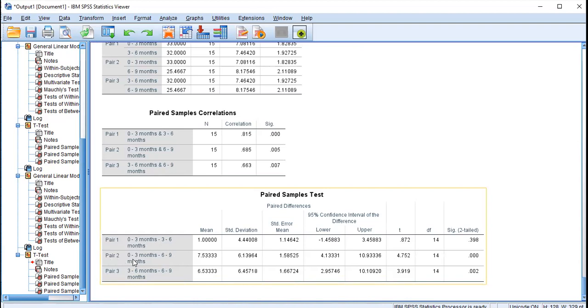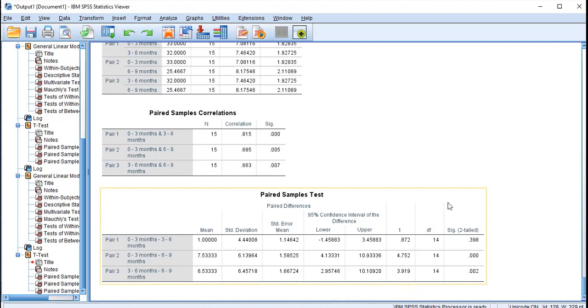And then for pair 2, when we are looking at the first quarter, that is 0 to 3 months, and the last quarter, 6 to 9 months, we find there's a significant decrease in the number of truancies, with a t-value of 4.752, and it's highly significant at 0.000. Similarly, for pair 3, where we are having the second quarter, that is 3 to 6 months, and 6 to 9 months. So quarter 2 and quarter 3 being compared, the t-value comes to 3.919, which is again highly significant at 14 degrees of freedom, and significance being 0.002. So this is the data we have got.